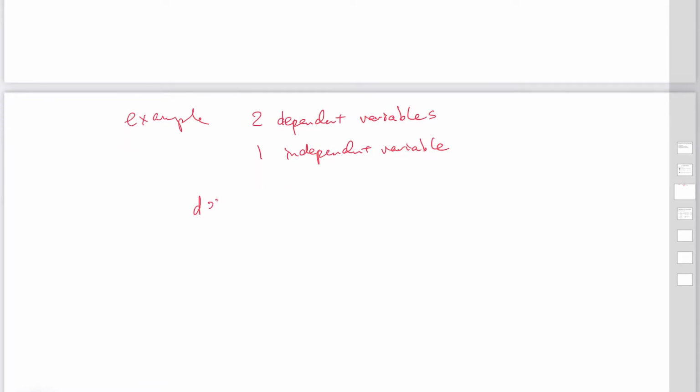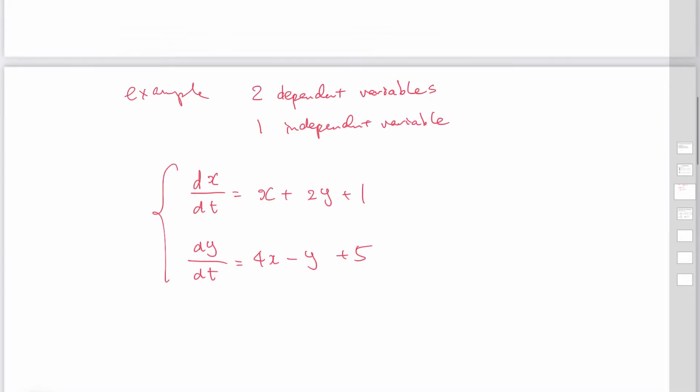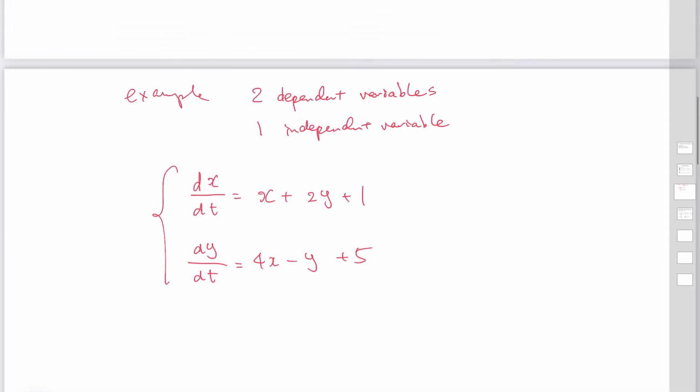So dx over dt is x plus 2y plus 1, and dy over dt is 4x minus y plus 5. So we have two equations, a system of linear differential equations. The dependent variables in this case are x and y, and the independent variable is t. Okay, this is an example.